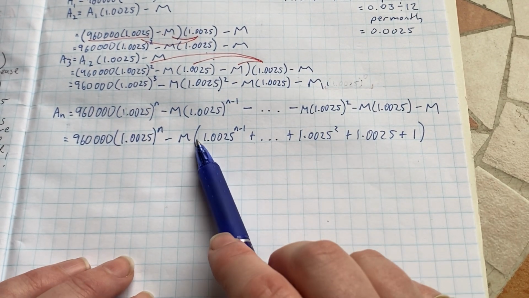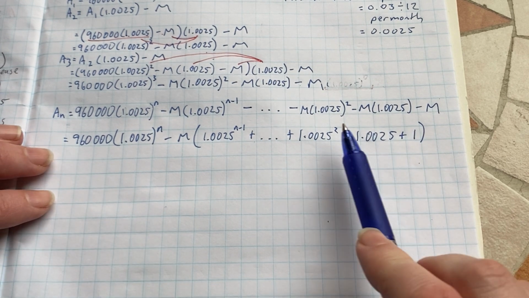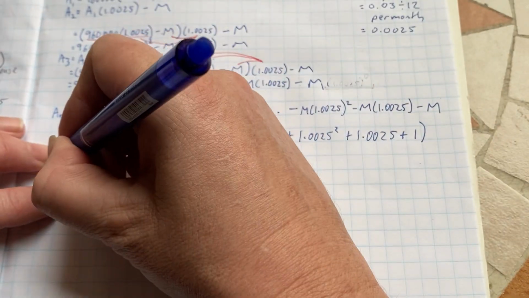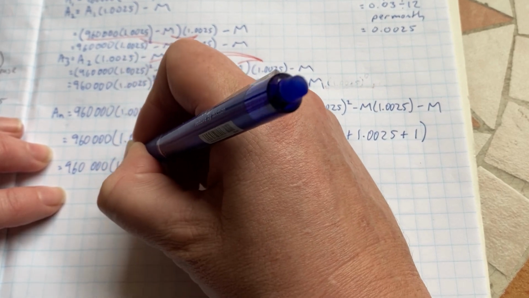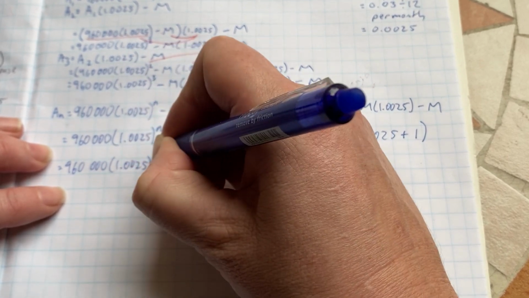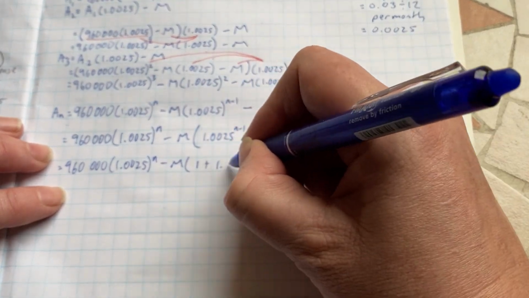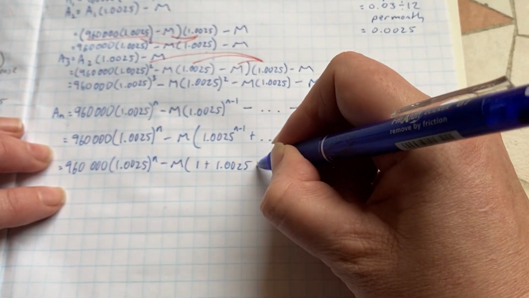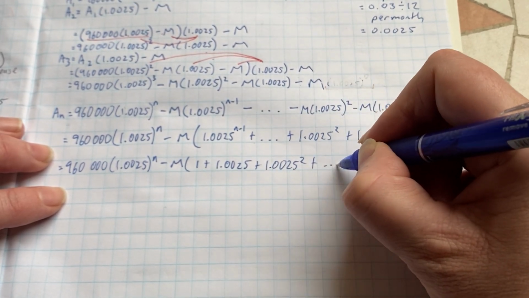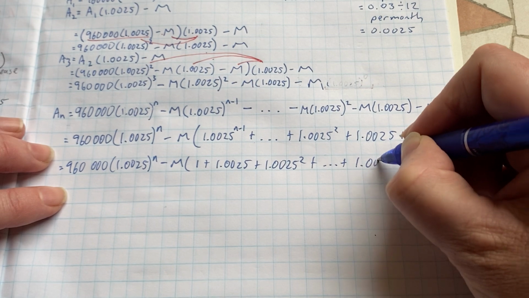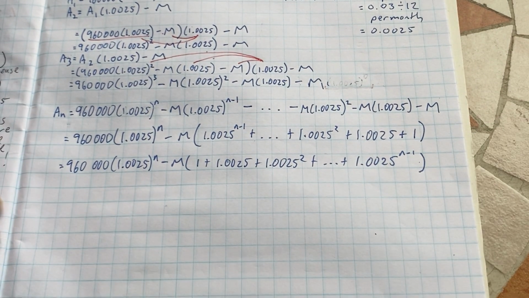And then the next thing is just to turn this around. So we write that one first, then that one, and so on. So 960,000 times 1.0025 to the power of n minus m, times 1 plus 1.0025 plus 1.0025 squared plus dot, dot, dot. And the last one is 1.0025 to the power of n minus 1.